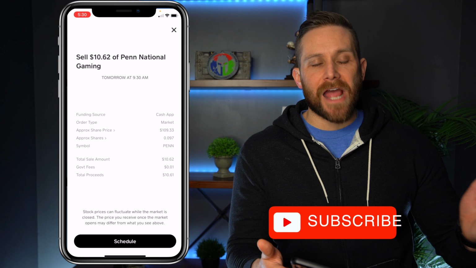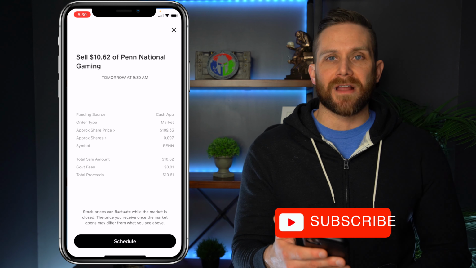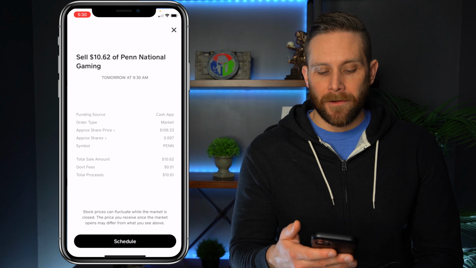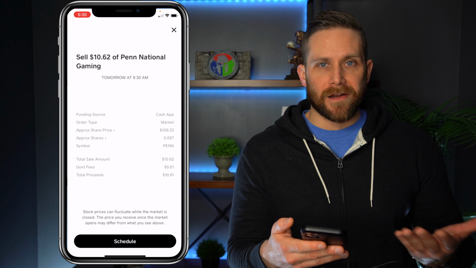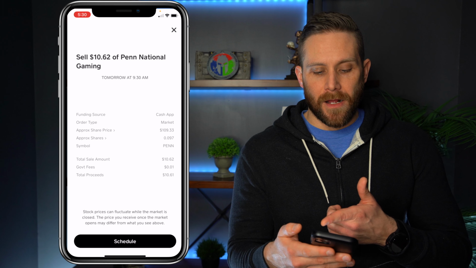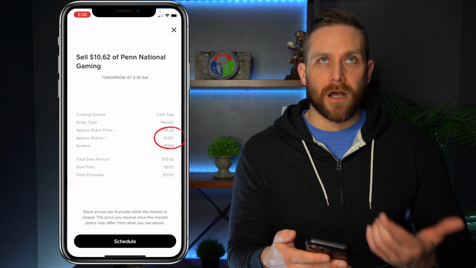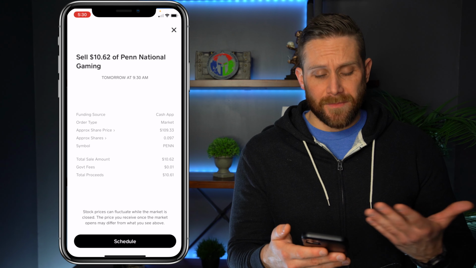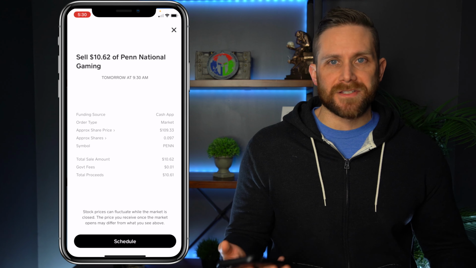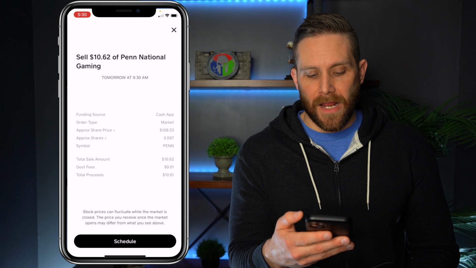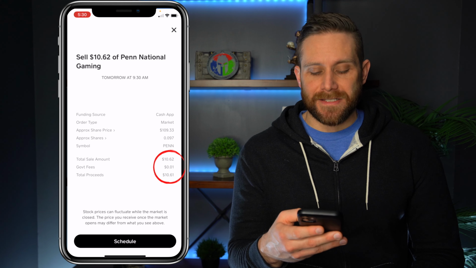So it might be a little bit higher, it might be a little bit lower, you don't know, but it should be pretty close to the $109.33 per share. Now, of that, you're going to sell approximate shares, not one full share. It's just going to be a fraction of it, so 0.097 of a share. So it's going to be less than 1 share of Penn National Gaming because we don't own 1 full share of Penn National Gaming. So the total sale amount is going to be $10.62.